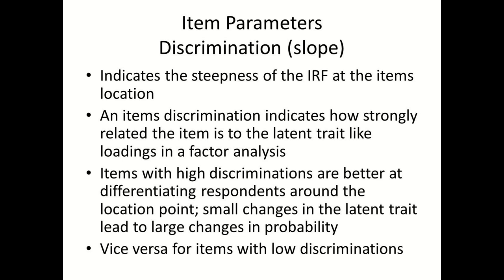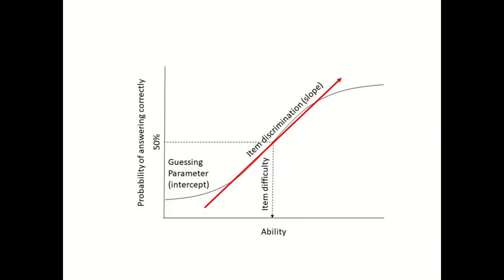Items are typically, what we want are items that are good at discriminating, where basically we want to have some decent slope, so that we can nicely discriminate people in terms of the latent abilities. So a small change in a latent trait leads to relatively large changes in probabilities of answering the item correctly. So that's item discrimination, the slope.